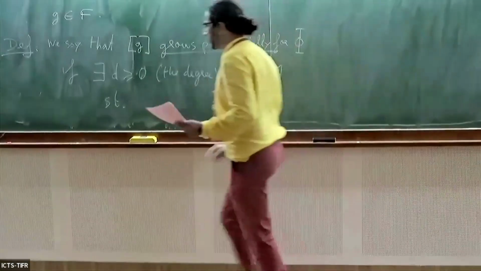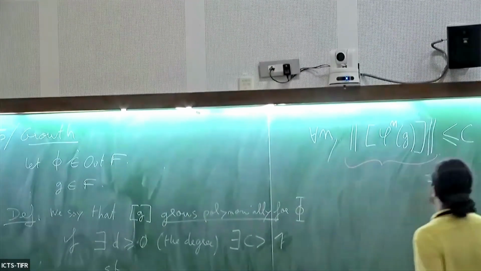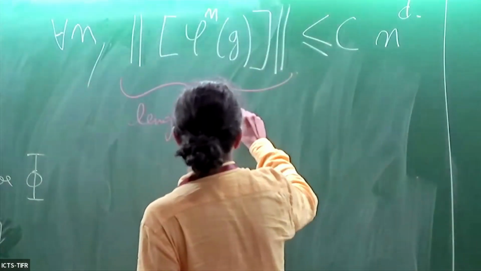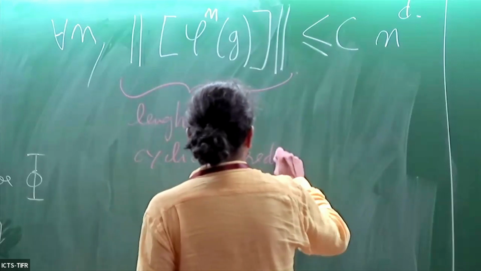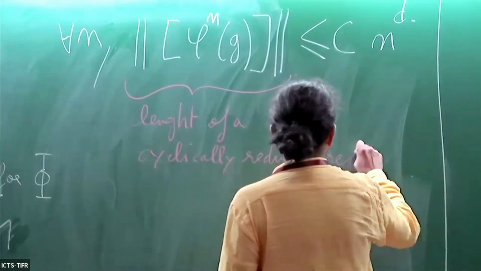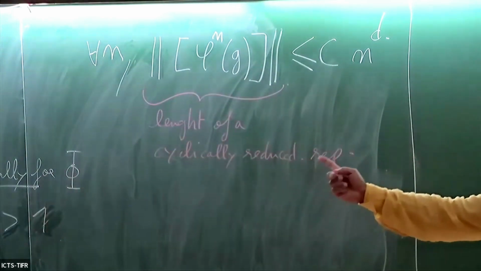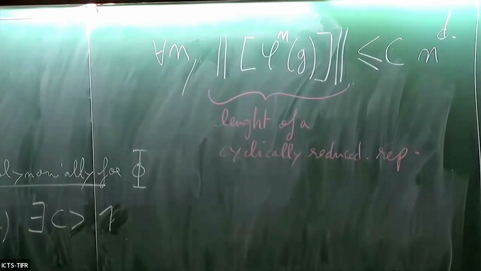So what is this? And I told you about this. That's the length of a cyclically reduced representative. Yeah, I have only one other definition to write if you allow me. That means I have 5 minutes? Oh, that's plenty. Thank you.